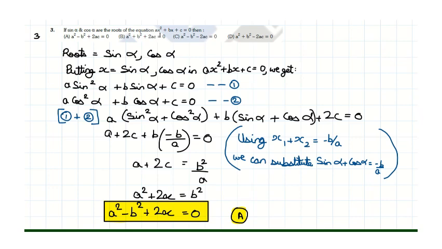We know the trigonometric identity sin² alpha plus cos² alpha equals 1. Thus we have a plus 2c plus b times (minus b by a) equals 0. We know that sin alpha plus cos alpha equals minus b by a in the equation given in the question. Thus we get a plus 2c equal to b² by a, or a² plus 2ac equal to b², so a² - b² + 2ac = 0. This is option A.